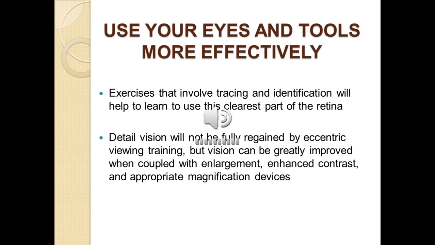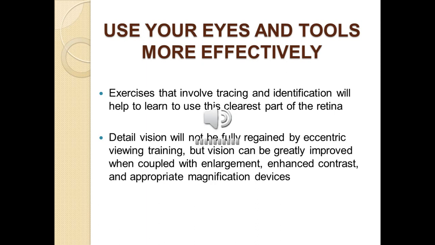Again, just to emphasize this again, because there's a lot of misinformation out there. Your detailed vision will not be able to be fully regained just by eccentric viewing training, but it can be greatly improved. And then when you pair that with magnification and enhancing contrast and other tools that we've talked about, it makes it better. So if someone is very inefficient at finding the good spot of their eye, and they're constantly looking like they always did, straight ahead at something, and we can't get them seeing better than about 20/200, well, then they're going to need more magnification.